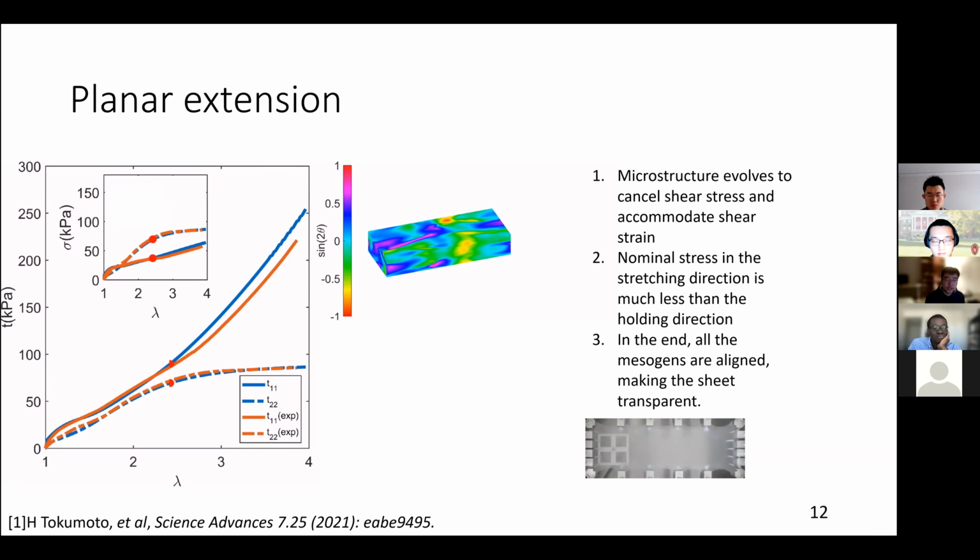And what's more, we can answer the question. As it is uniform in the end, if we link it with the pictures that we saw before, we will see that because of the uniformity, the light can actually pass through the sheet, so that the sheet will be transparent at the end of the stretch.